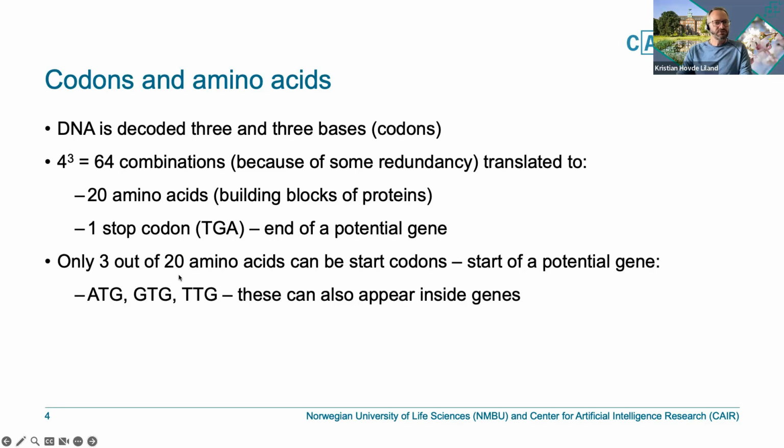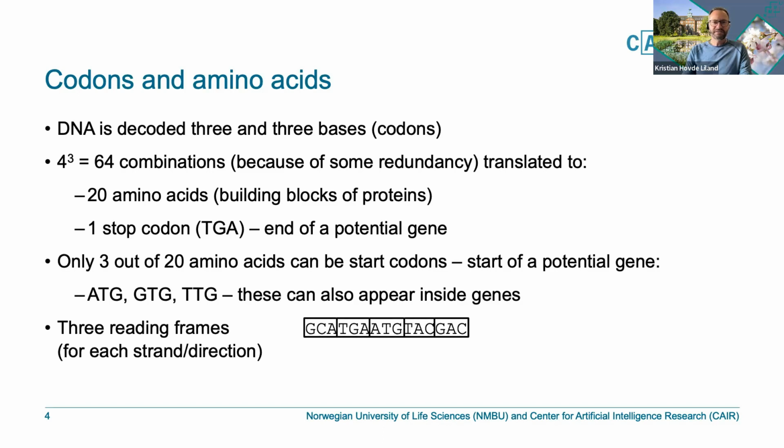Only 3 out of these 20 amino acids can be start codons. So these are potential starts for a gene. They are the ATG, GTG, and TTG. Something that is special with these is that they can also appear inside the genes. And this is where some of the trouble comes when you're trying to find which are protein coding genes and which are just something that looks like a gene because of start and stop codons, but they do not code.